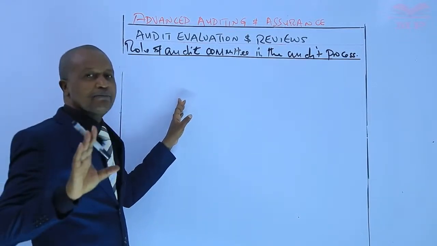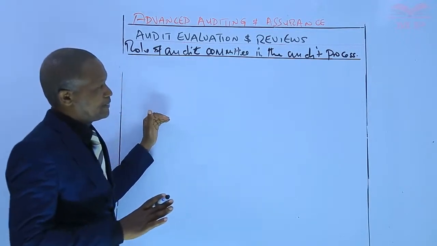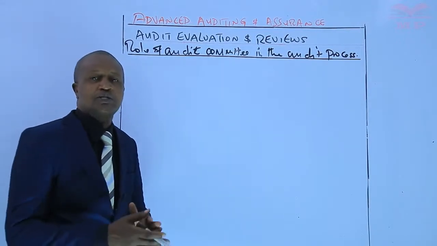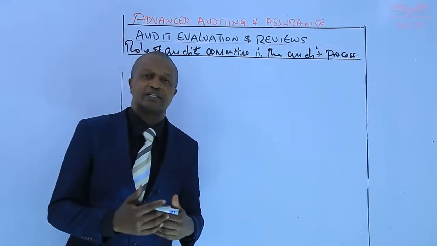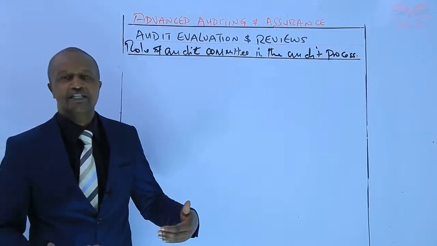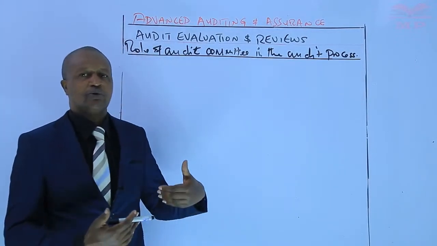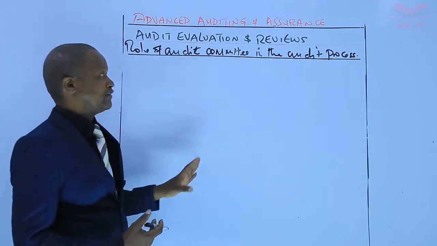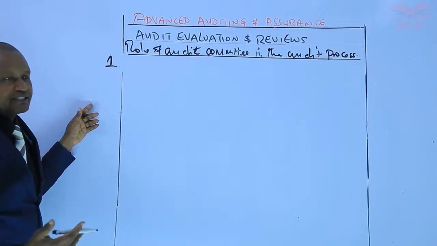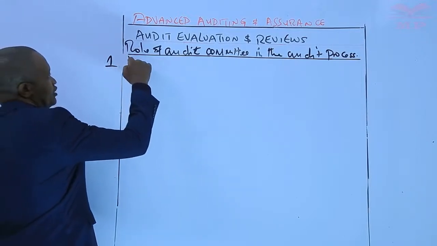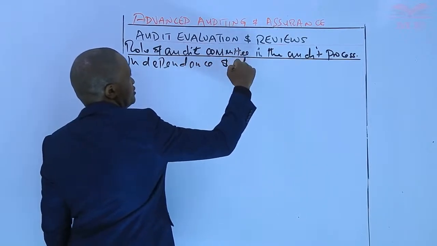So, what are the primary responsibilities of the audit committee in the audit process? That's what we are going to study in today's lesson. By the end of this lesson, you should be able to explain the role of audit committee in the audit process. We are going to study several roles. One is independence and objectivity, a role related to independence and objectivity.